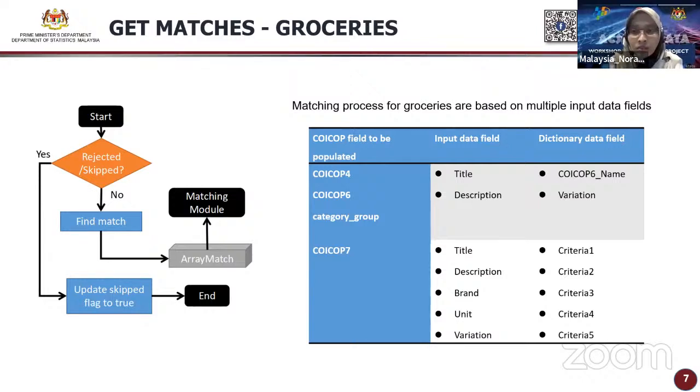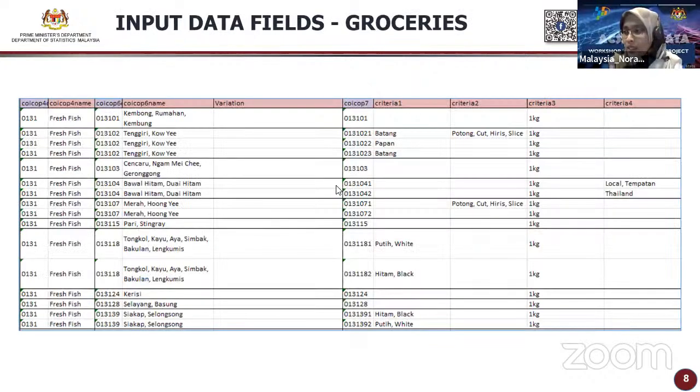And this is for input data field, we have, for COICOP 7, title, description, brand, unit, and variation. And as for dictionary data field, we have 5 criteria. And then next, this is the sample of the dictionary for groceries. And then we can see the criteria that have been set up in the dictionary.